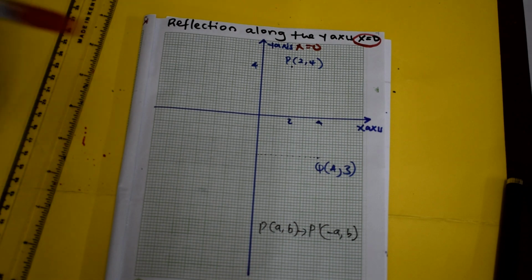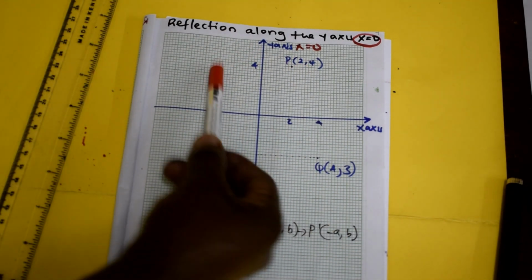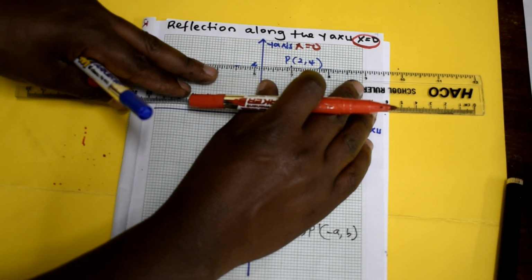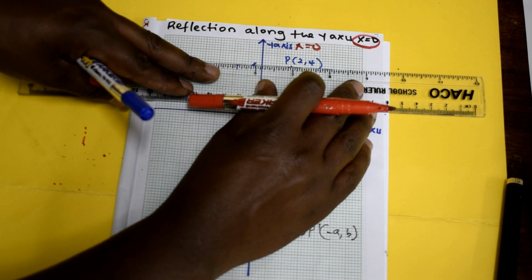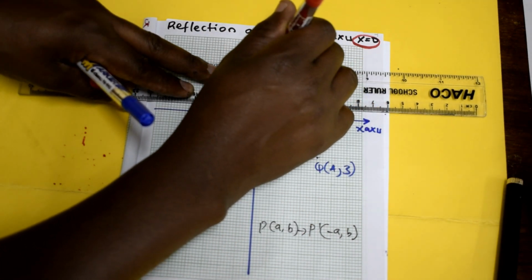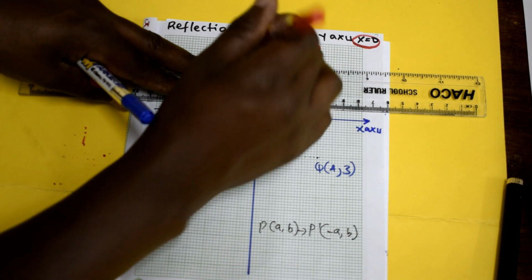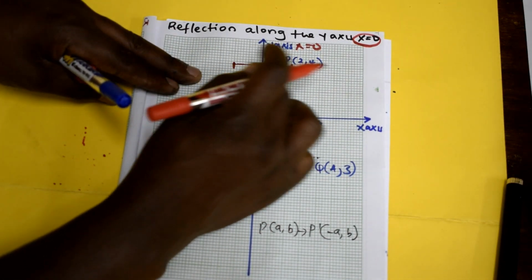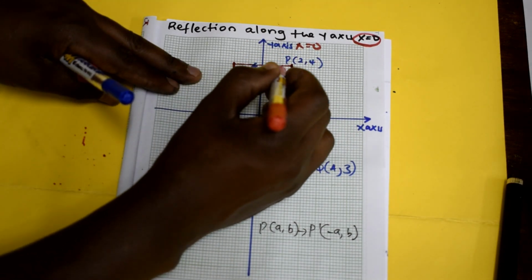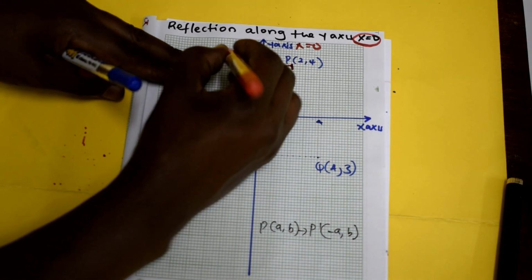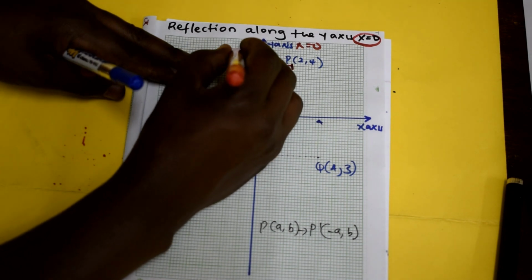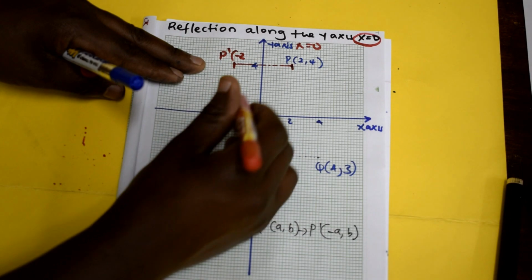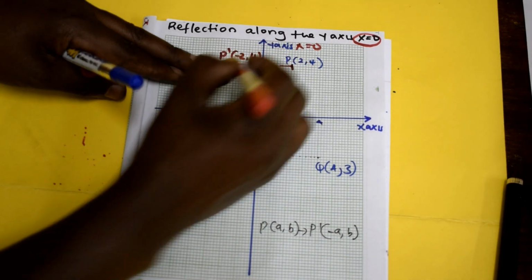So for us to reflect this one, if P is going to be here, then the image of P will be formed on the opposite side of the y-axis, and this one will give us 2 units because this one must be uniform or equidistant. So this P prime here will be the coordinates here will be negative 2, and this will be 4.